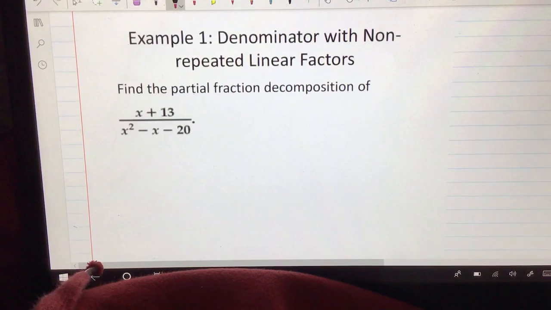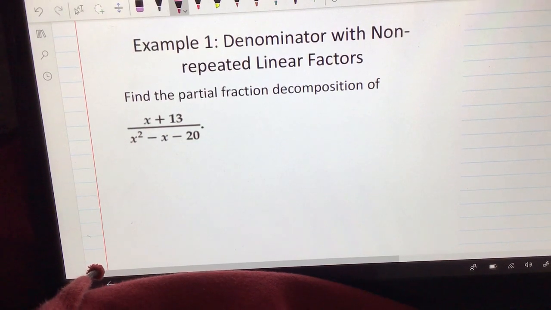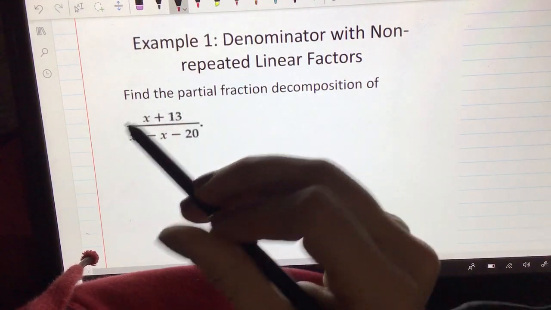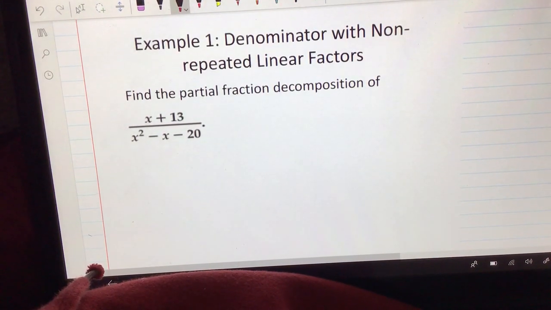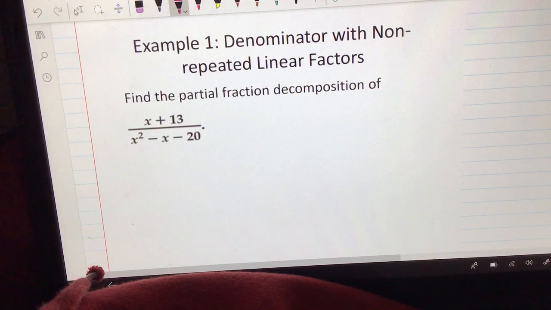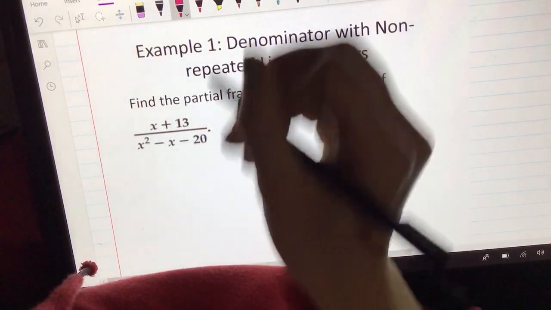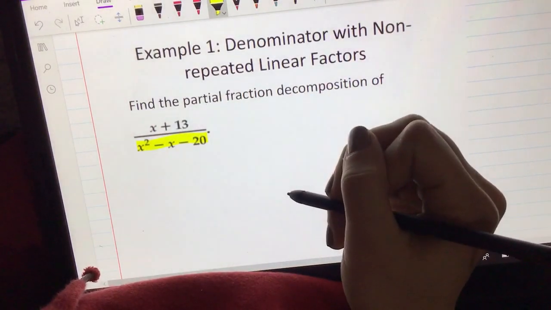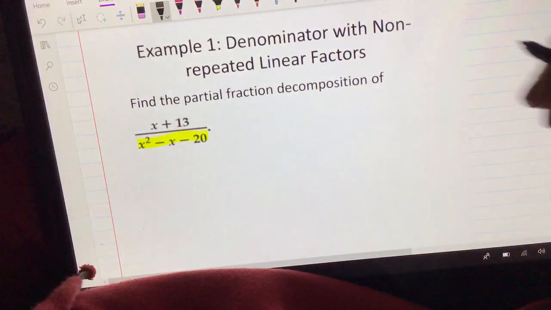Here's our first example. This is the one I actually showed you before. So I'm going to show you how we can figure out what two fractions, when added together, would give you this final answer. So it says find the partial fraction decomposition of this fraction. Here's our function. Now the first step is we need to take our denominator and factor it. For this, I'm going to go off to the side.